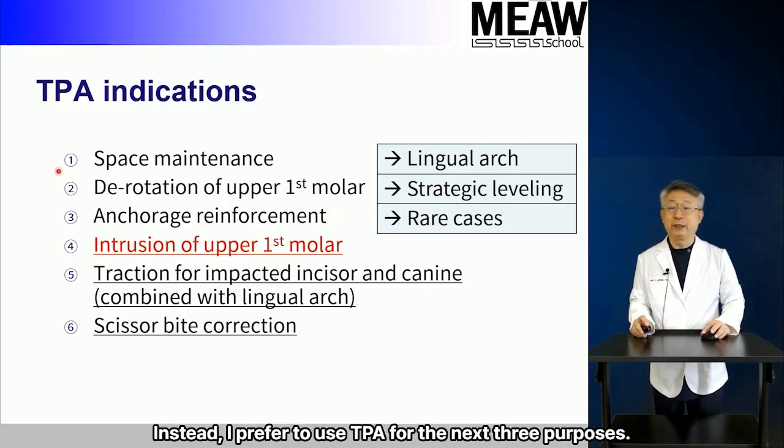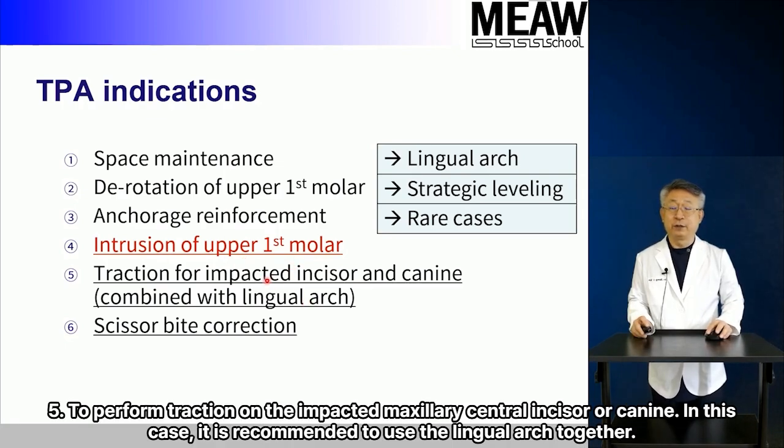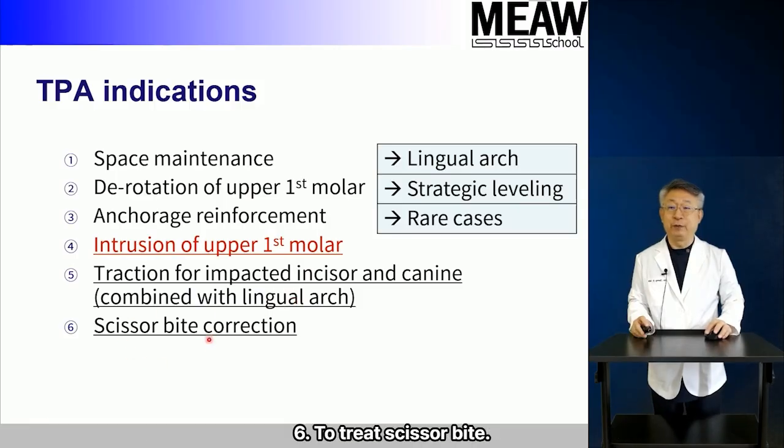Instead, I prefer to use TPA for the next 3 purposes. 4. To intrude the maxillary first molar in the case of Class 3 malocclusion. 5. To perform traction on the impacted maxillary central incisor or canine. In this case, it is recommended to use the lingual arch together. 6. To treat scissor bite.